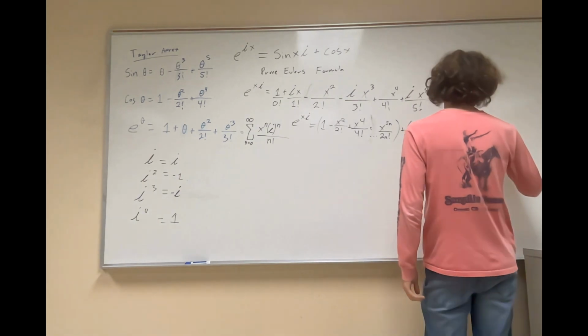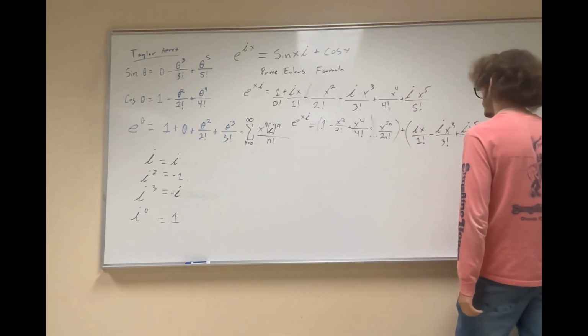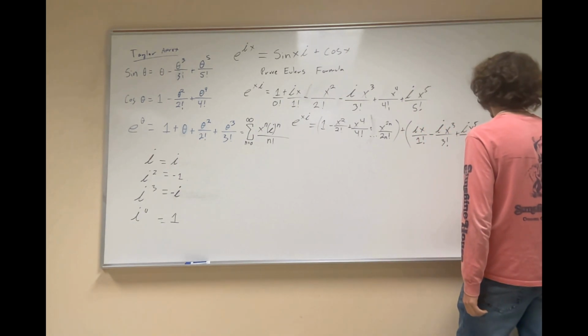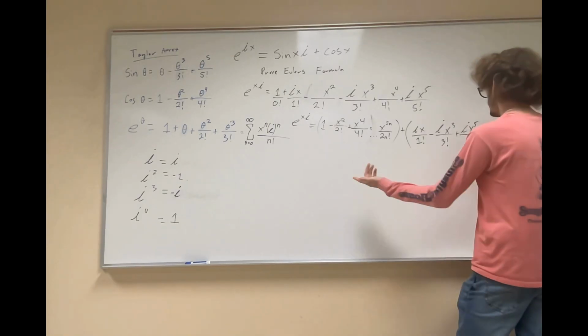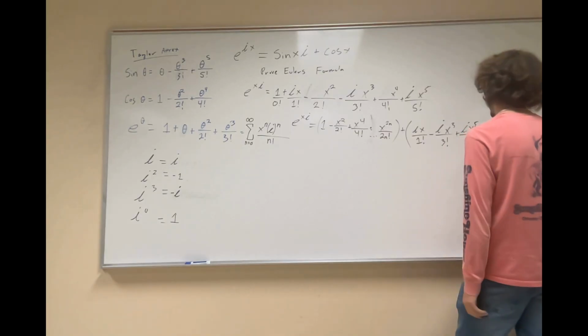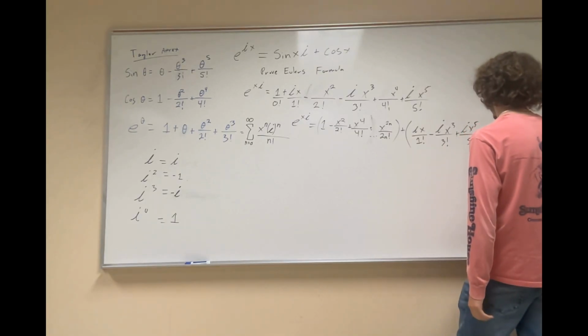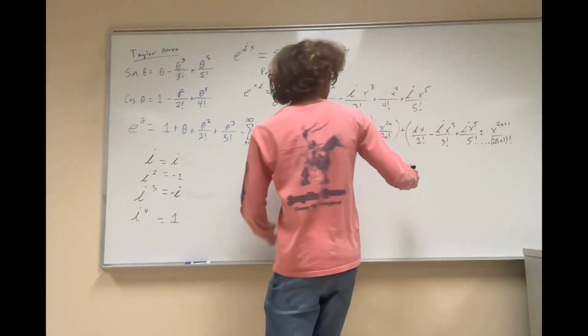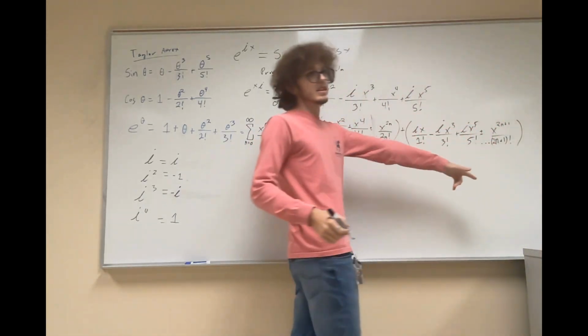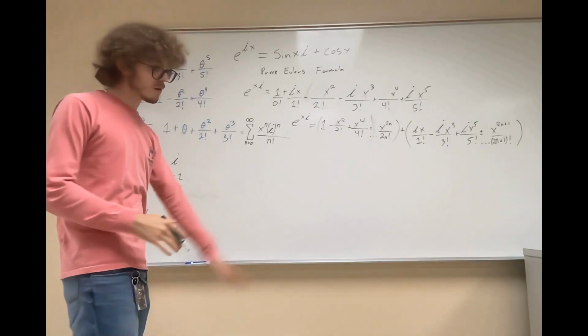plus or minus the nth term, dot dot dot, is going to be x to the 2n plus 1 over 2n plus 1 quantity factorial, if we start at 0. So I just wanted to make that distinction because it doesn't end at that term. It keeps going on till infinity.